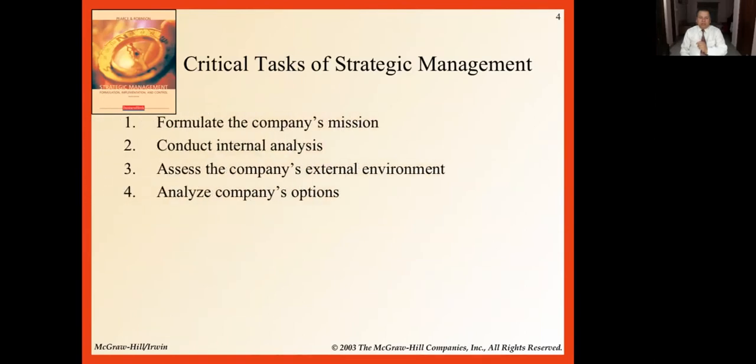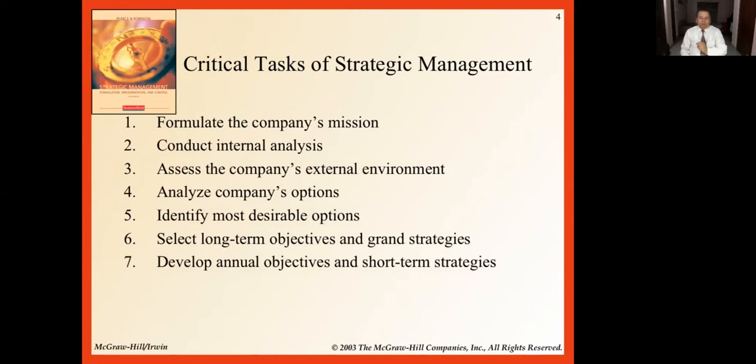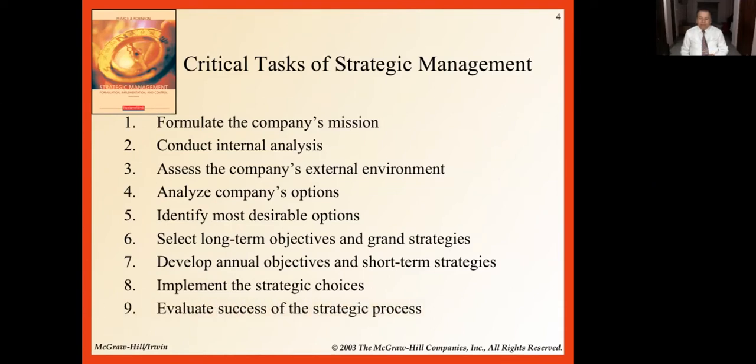Okay, so these are the tasks. Seven tasks. Formulate the company's mission. We did that quickly, with some examples there. Conduct internal analysis, assess the company's external environment, analyze the company's options, what you can do in that particular situation, and identify the most desirable options. Select long-term objectives and grand strategies. Develop annual objectives and short-term objectives. Please remember, you need to have the feedback loop also here. You have to have evaluation and control. Implement the strategic choices. Evaluate the success of the strategic process.